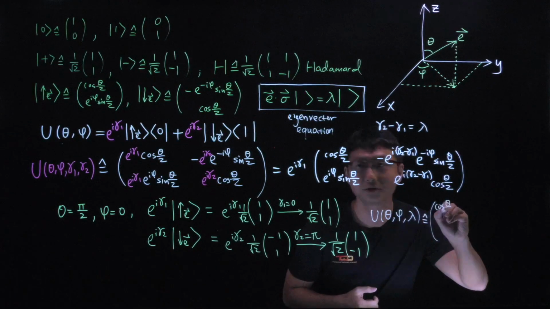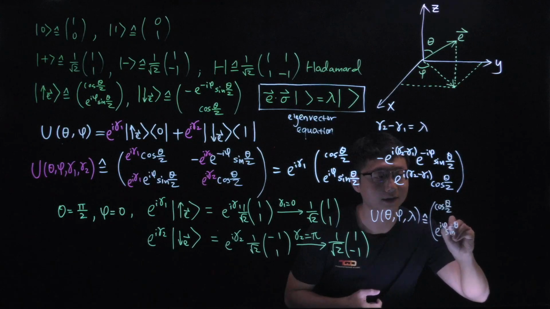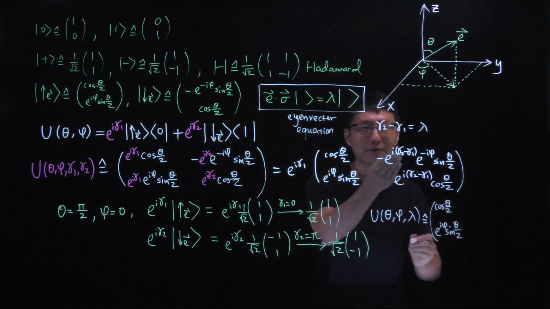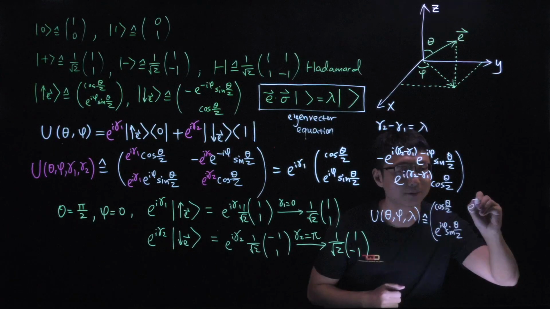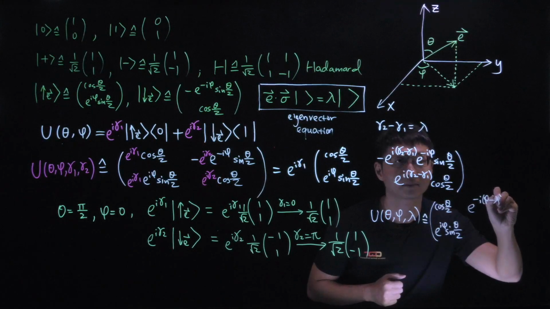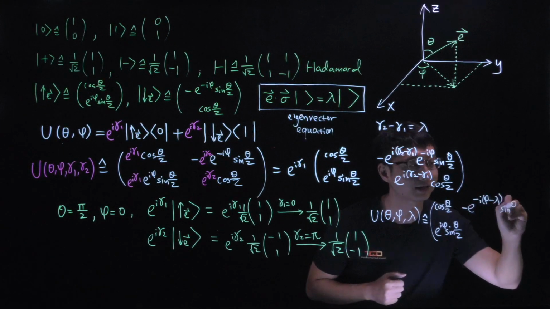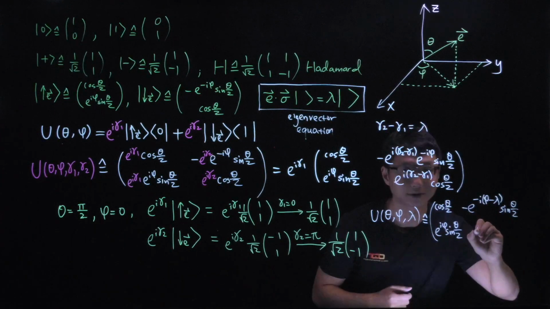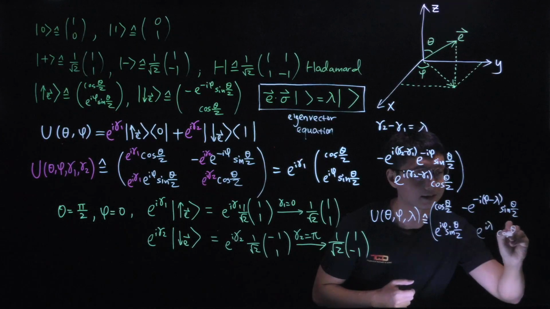cosine of theta over 2, e to the power of i phi sine of theta over 2, and here we have this relative phase of lambda, so we have e to the power of minus i phi minus lambda, together with sine of theta over 2 with a minus sign in front here. And finally here we have e to the power of i lambda cosine of theta over 2.